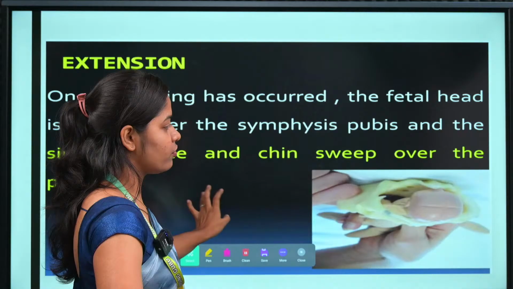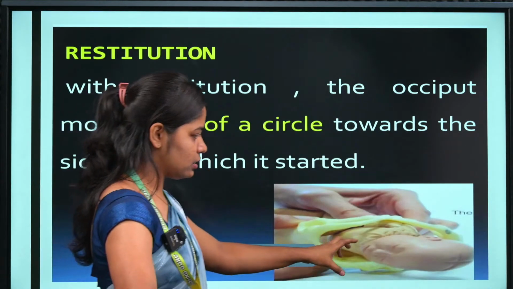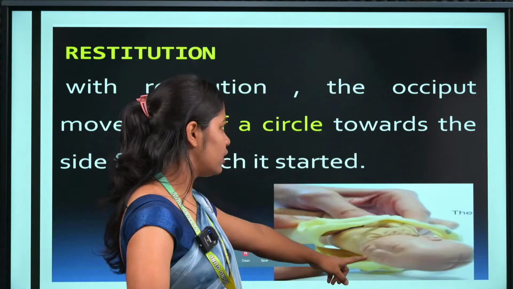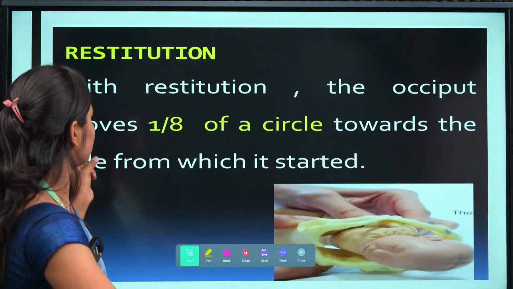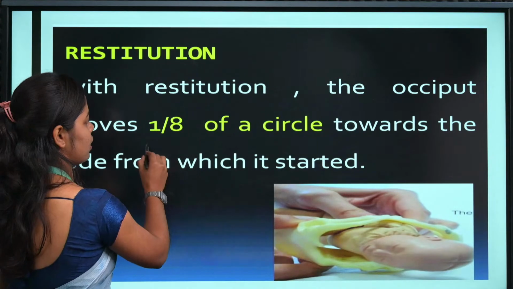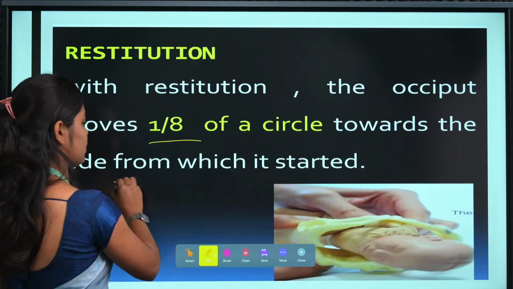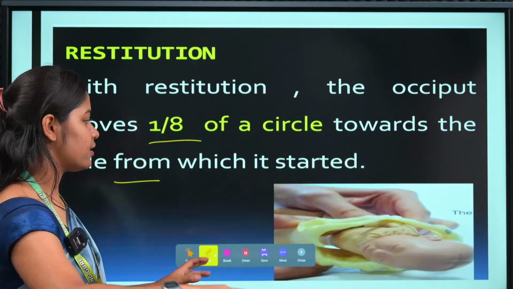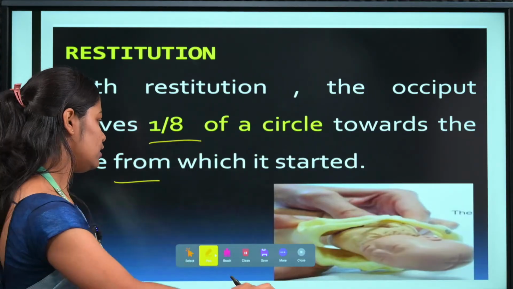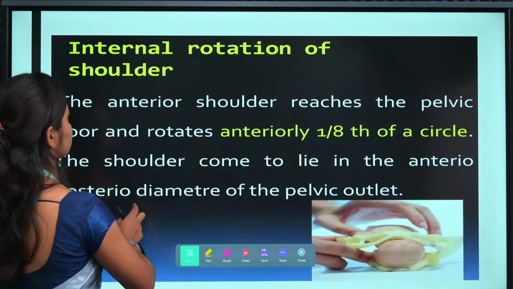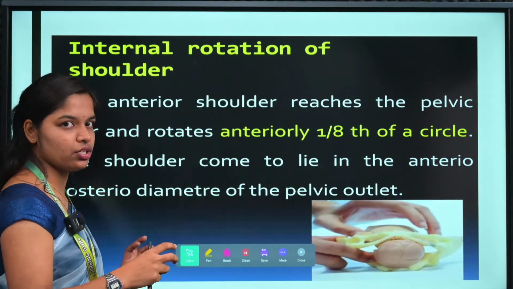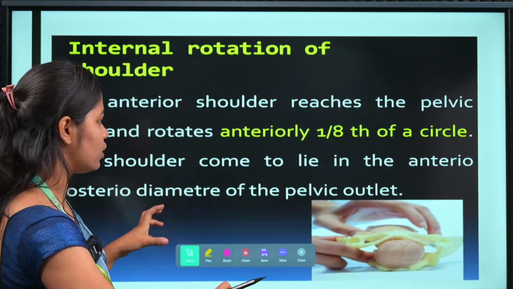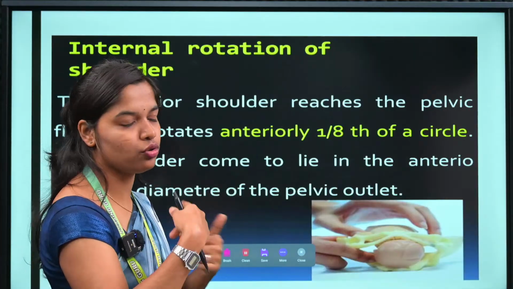Then restitution. After delivery of the head, the twist between the shoulder and the head will occur. To correct that, there will be a restitution. In the restitution, the occiput moves again 1/8 of the circle, towards the side, left lateral or right lateral. Next, once the restitution occurs, the internal rotation of the shoulder is going to happen. 1/8 of the circle it is going to rotate.